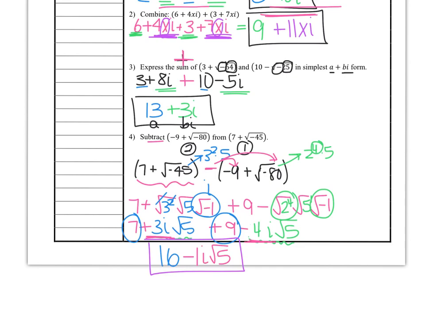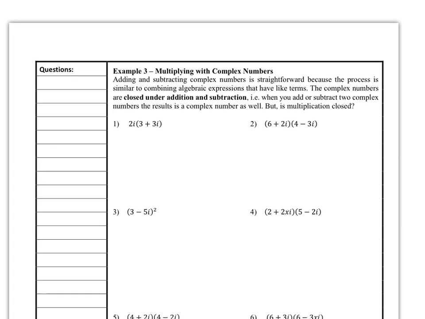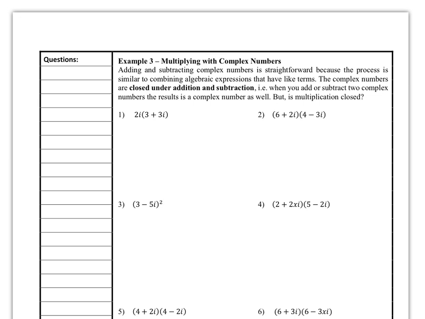Okay, so break down radicals before you can combine. Let's flip it over and learn how to multiply them. All right, so we're going to read this little blurb here. It says, adding and subtracting complex numbers is pretty straightforward because the process is similar to combining algebraic expressions that have like terms, right? So adding and subtracting, you can combine like terms, and it results in a complex number because it's closed under addition and subtraction.